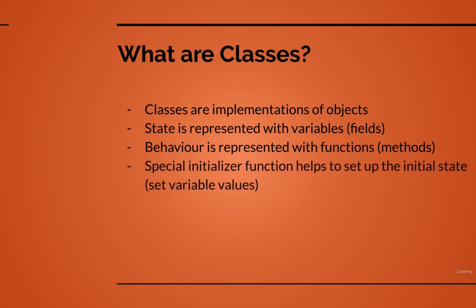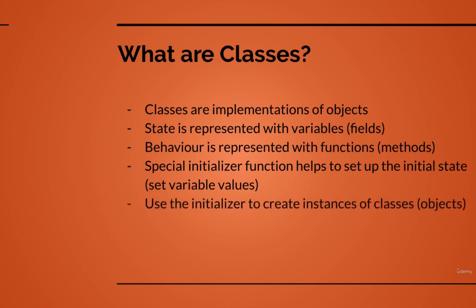There is also a special initializer function that exists within classes to help set up the initial state, that is, set up the initial variable values. For example, if you were to spawn a video game character, then you'd probably want to assign a specific position, maybe a certain health value, maybe they'll have a name or something like that. We'd use the initializer to set up basically the initial values. We can also use our initializer to create instances of classes, and these are going to be objects. So if classes are the blueprints, objects are the actual items that adhere to the outlines described in the classes.